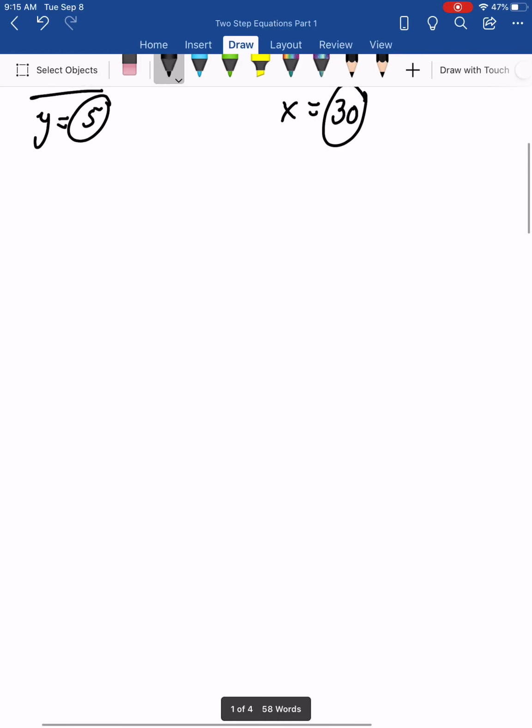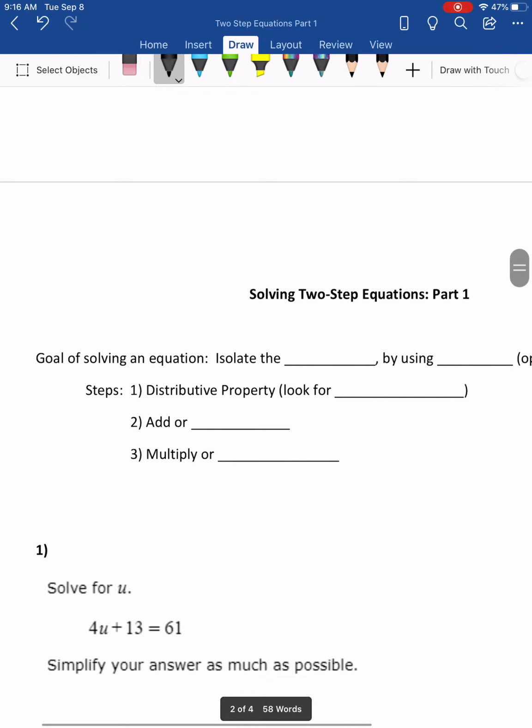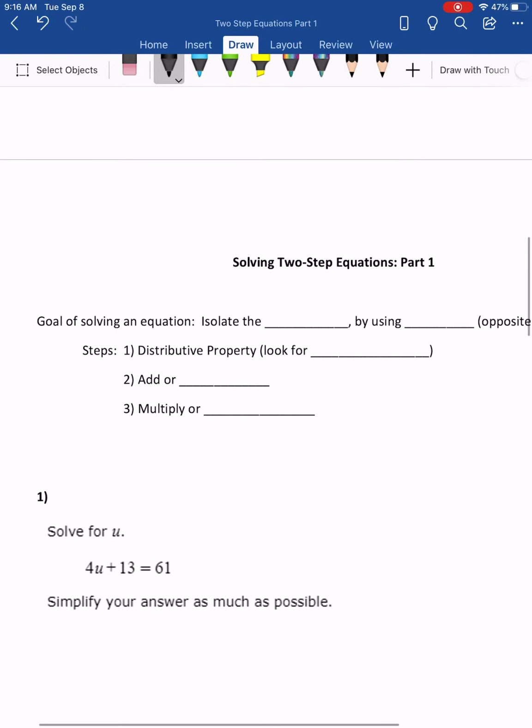Okay, so now we're going to get into the lesson, right? So the goal of solving an equation is we want to isolate. Isolate means get by itself, all right? We want to isolate the variable.